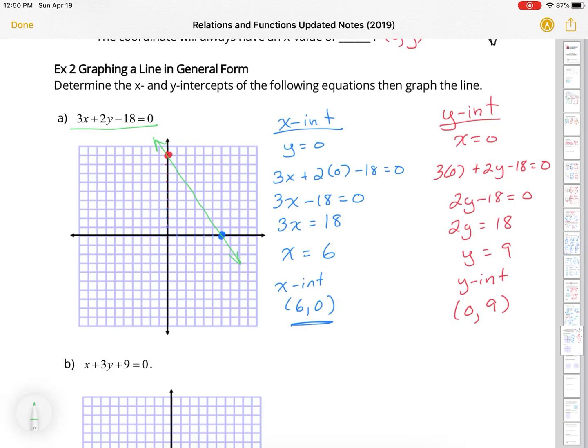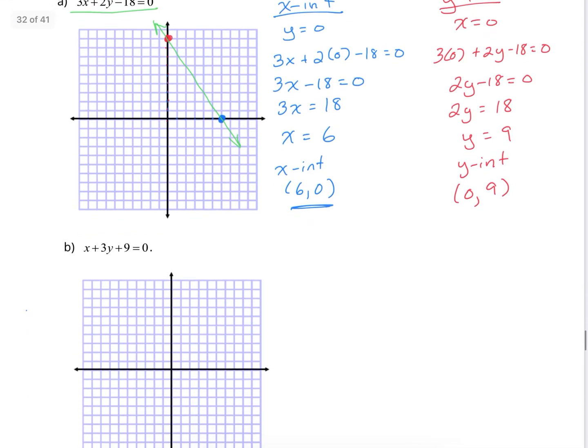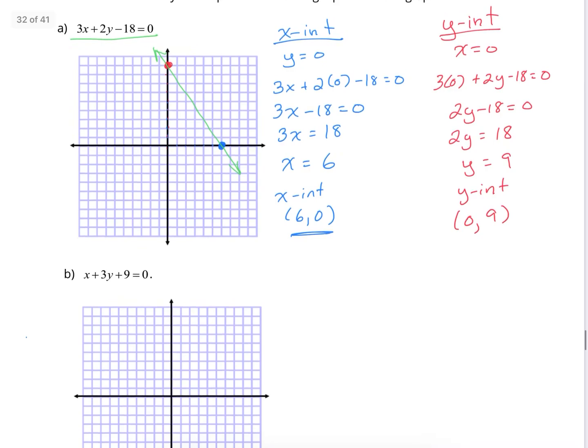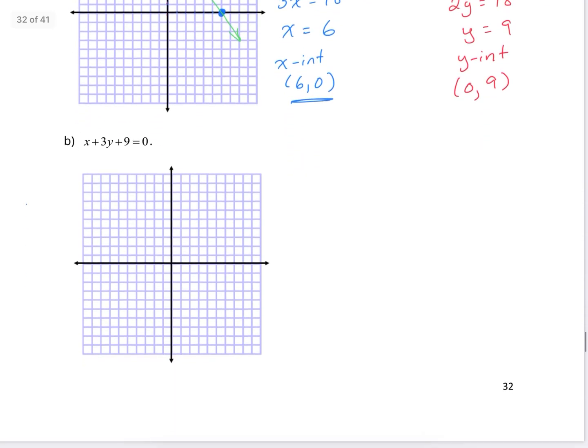Okay, so we've graphed that line using those 2 intercepts to do so. Let's try another one. Why don't you guys try this one? Press pause, try it, and then when you finish, come back and let's see how you did.